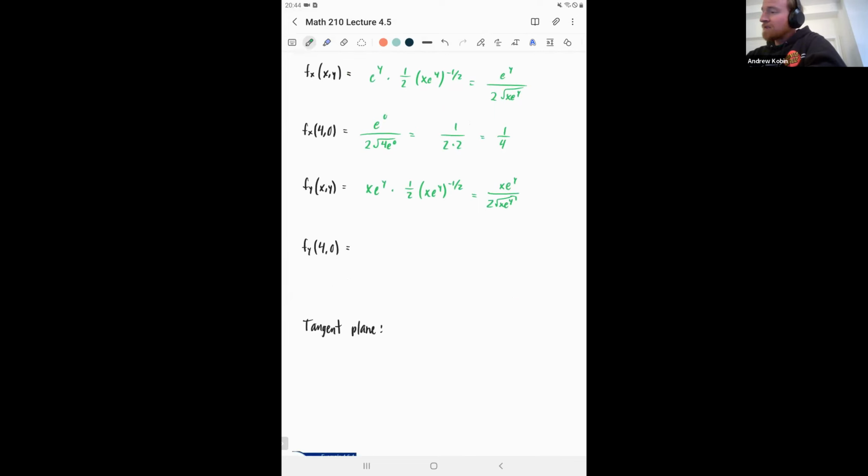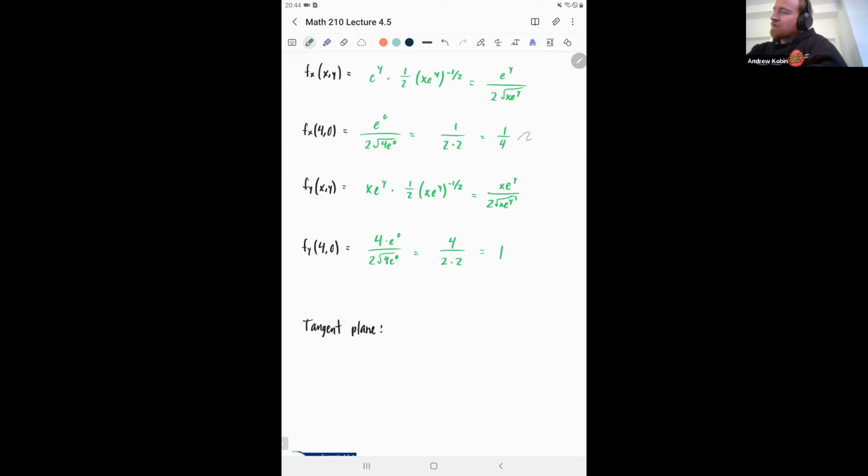Let's plug in 4, 0 into this piece to get our y directional tangent slope. So in the numerator, I'll have 4 times e to the 0. In the denominator, it's actually the same denominator, so 4 e to the 0 there. And here I have 4 over 2 times square root of 4 is 2. So I'll just get a y slope of 1.